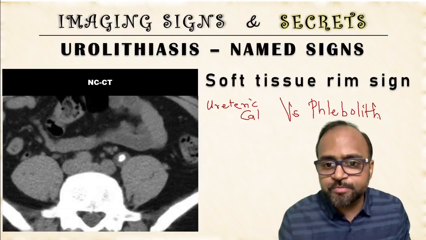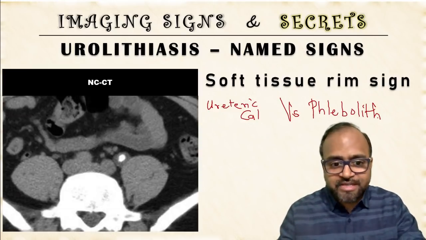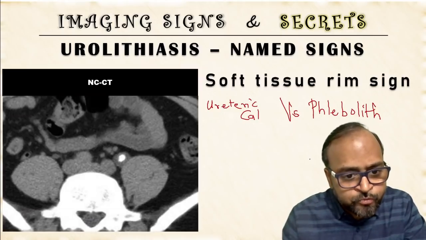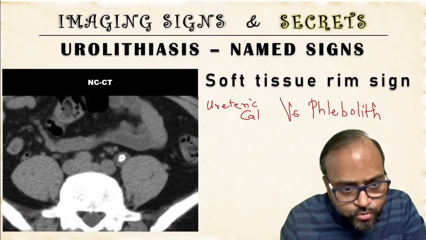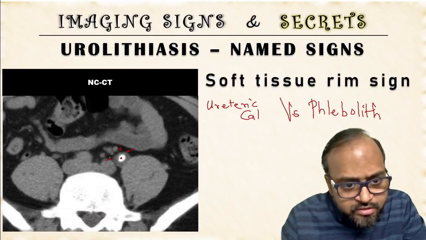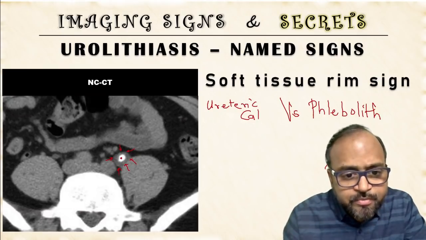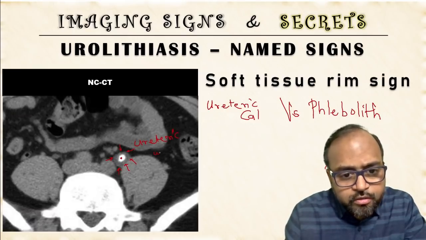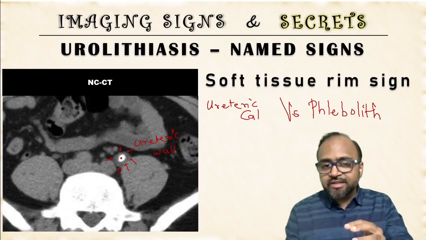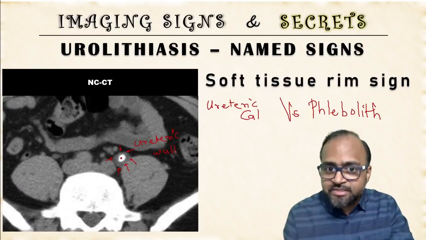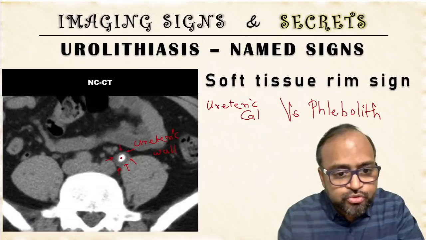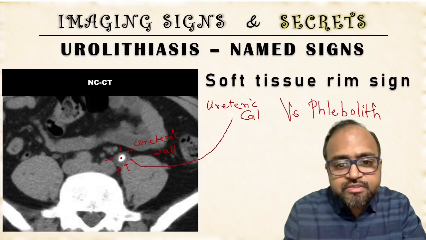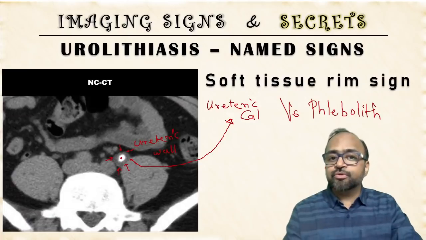What sign helps to distinguish between them? It is called soft tissue rim sign. What is that? Look at this image here on this non-contrast CT. You can see a calculus here. But look around the calculus, you can see that there is a thick soft tissue rim. What is this rim? This rim is nothing but the ureteric wall. Because the calculus has been impacted there, the adjacent ureteric wall becomes edematous and this appears as a soft tissue rim. So this soft tissue rim is suggestive of a diagnosis of an impacted ureteric calculus.